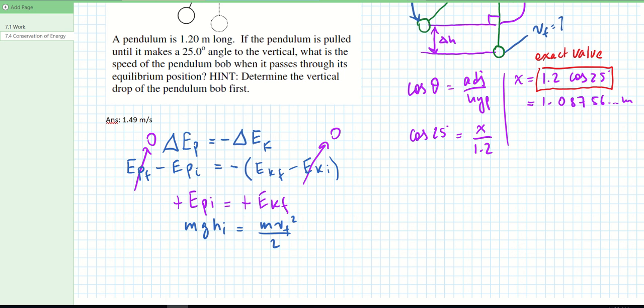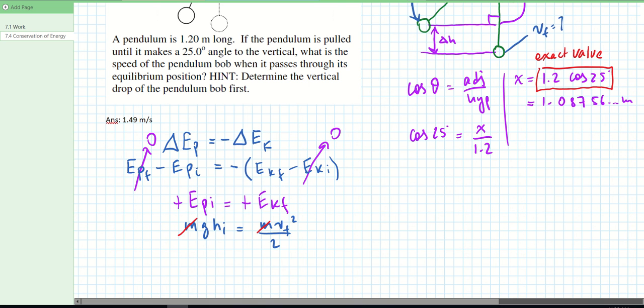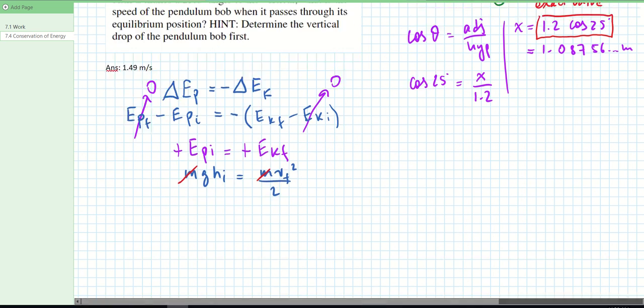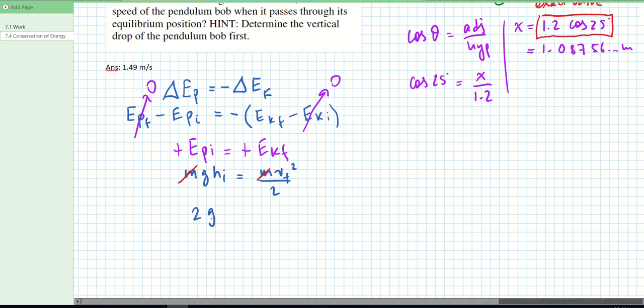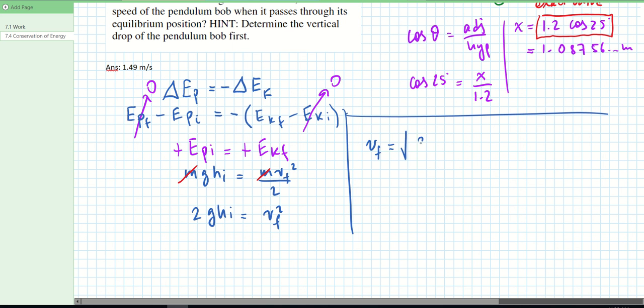Notice that the mass is not even given in the problem. Why? Because it cancels out. Because we have mass in both terms and it's the same, so it will go away. So now we're left with just g times height and then vf squared over 2 on the right side. All we have to do now is solve this for the velocity. Multiply both sides by 2, you get 2ghi equal to vf squared. So the next step is to solve it for our velocity, which is going to be the square root of 2ghi.